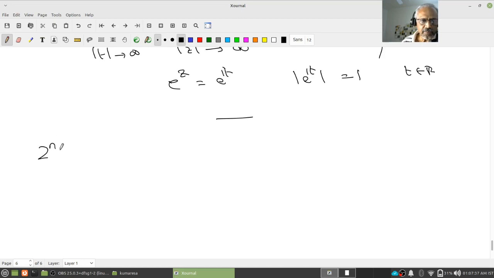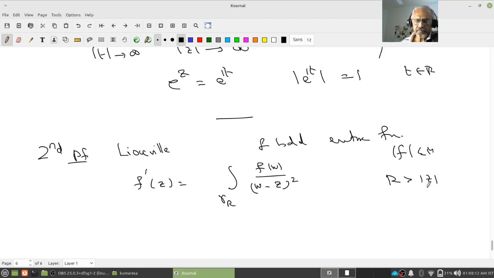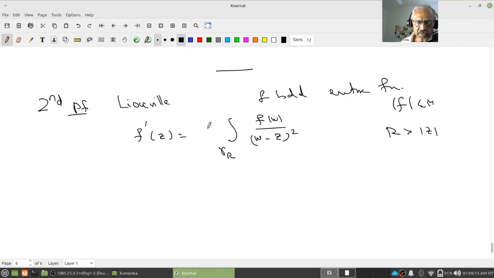A second proof of Liouville's theorem. So let f be a bounded entire function, bounded by M, mod f less than or equal to M. Let us look at f dash of z. Then we know what f dash of z is. F dash of z, we have seen, is the integral of f of w by w minus z whole squared over gamma r. So let us assume r greater than mod z. Of course, there is a 1 factorial and 2 pi i, etc.